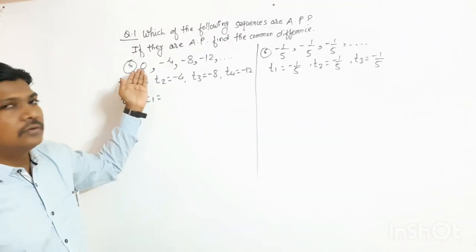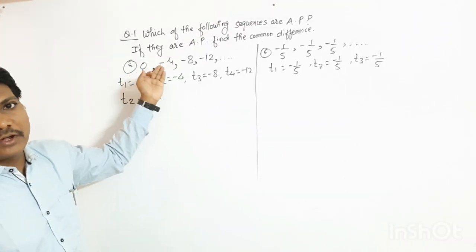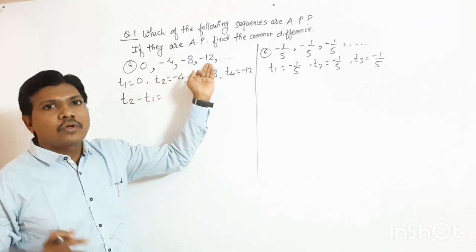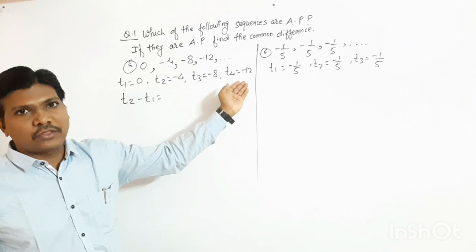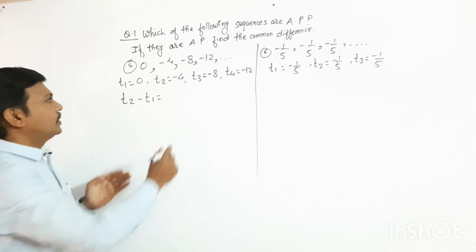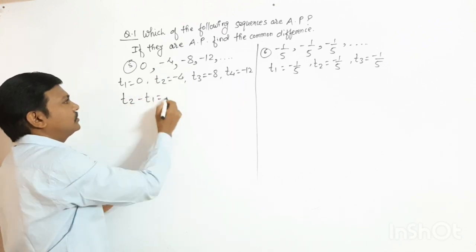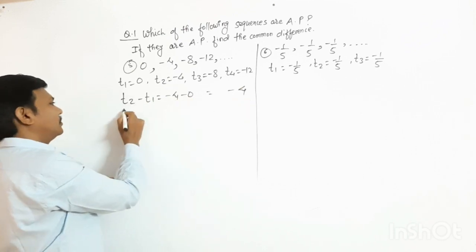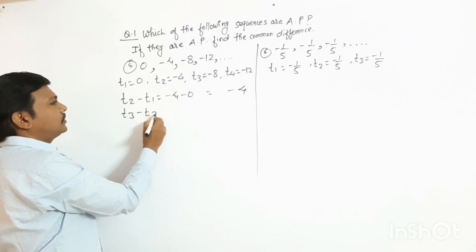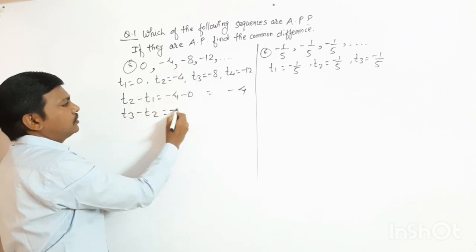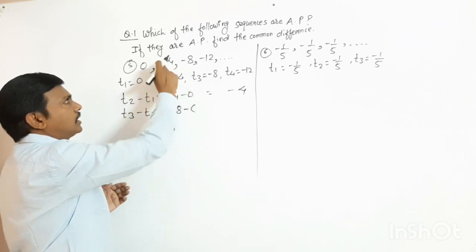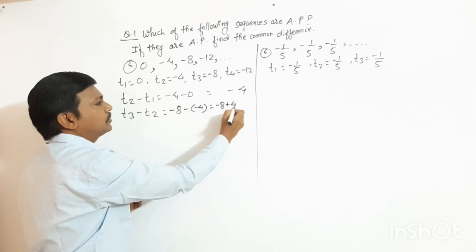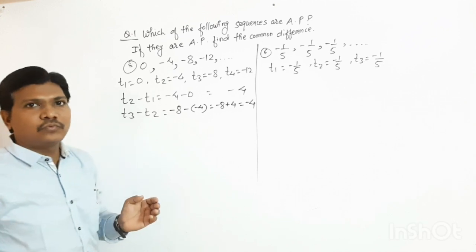See, if first term T1 is 0, T2 is minus 4, T3 minus 8, T4 minus 12. So we write all the terms. Then T2 minus T1. Find T2, that is minus 4 minus 0, that is minus 4. Then T3 minus T2, third term, that is minus 8. Then minus, again write in bracket. So minus 8 plus 4, that is minus 4.